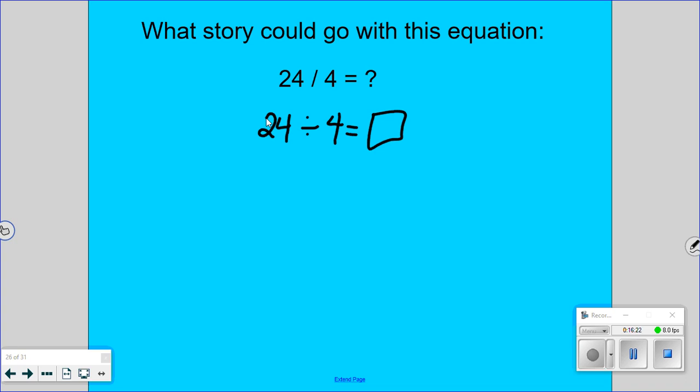Bowen, you want to try? I got one for you. Bowen got 24 cars parked in his 4 garages. He doesn't know how many cars he's got in each garage. That's a lot of cars. That's a lot of garages. Connor, go for it.